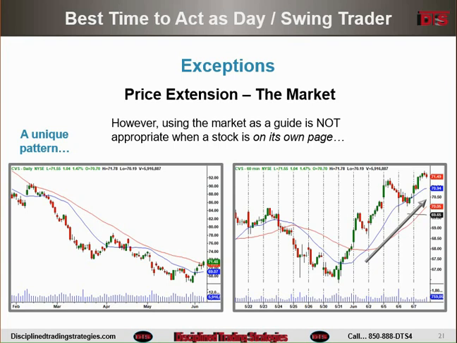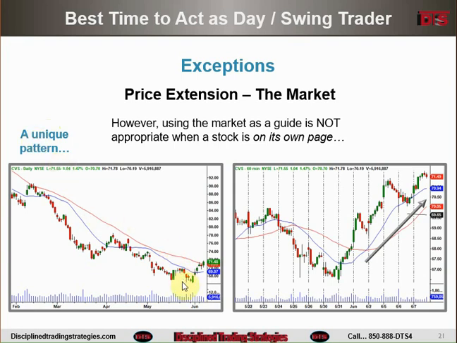Why did this rally? Why did this ignore the market? CVS would normally be somewhat of a market stock. Why did this not conform to the market at all? It rallied the whole time the market was in free fall. Again, CVS daily on the left, 5 minute on the right. It's right up here. It's just a unique pattern.